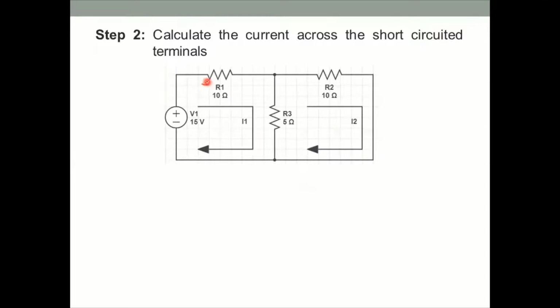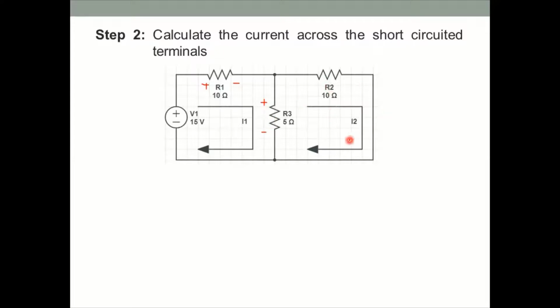So the entrance part is going to be plus and the leaving part is going to be minus, right? In the similar way here for the R3, the entrance part is going to be plus and the leaving part is going to be minus. This is for the first loop.